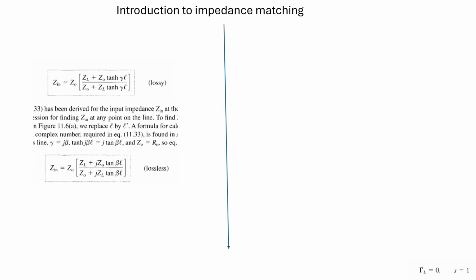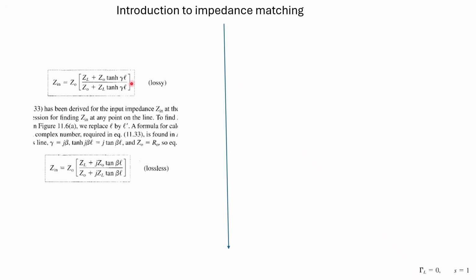Basically, before starting the Smith chart, we should know about impedance matching. So the first question is how can we find out the impedance? With the help of this very popular equation, Zin is equal to Z0 into (ZL plus Z0 tanh γL) divided by (Z0 plus ZL tanh γL). With the help of this equation, we can identify the value of impedance at any point on the transmission line.